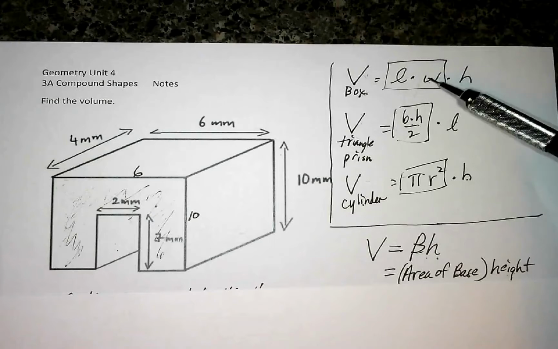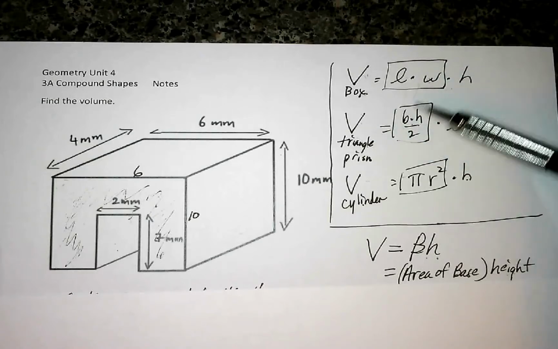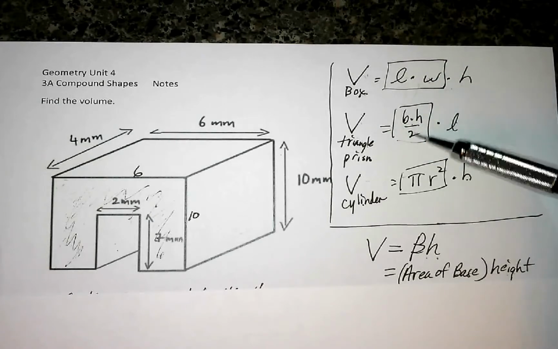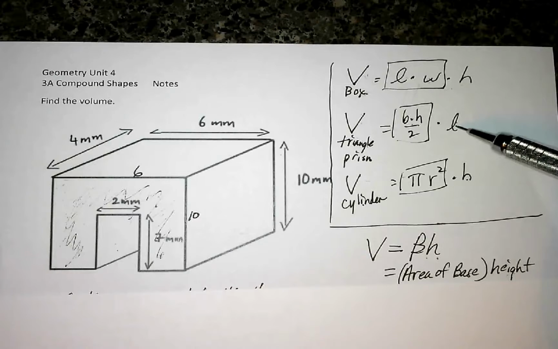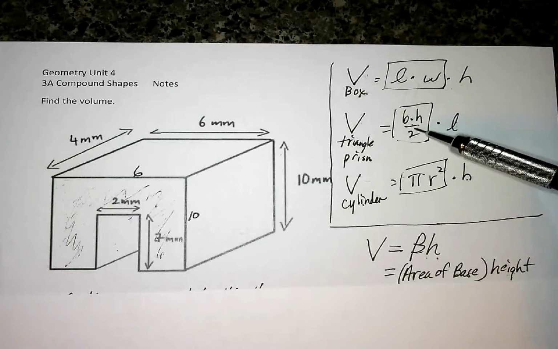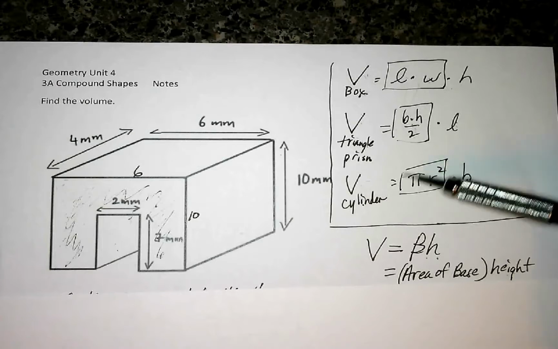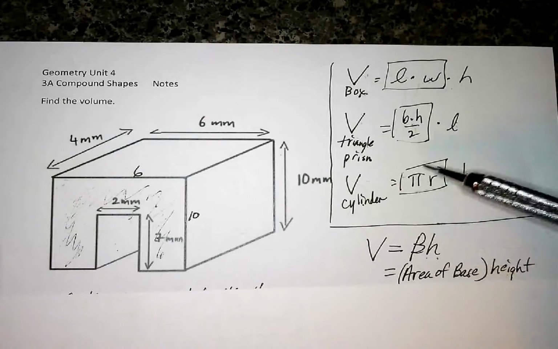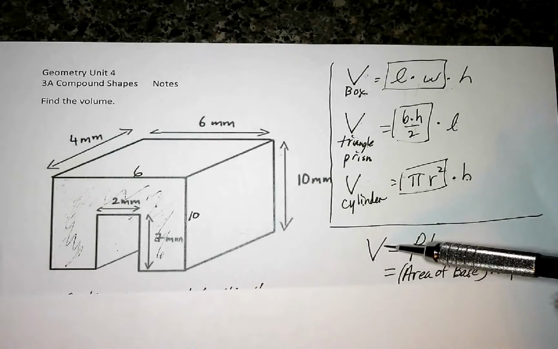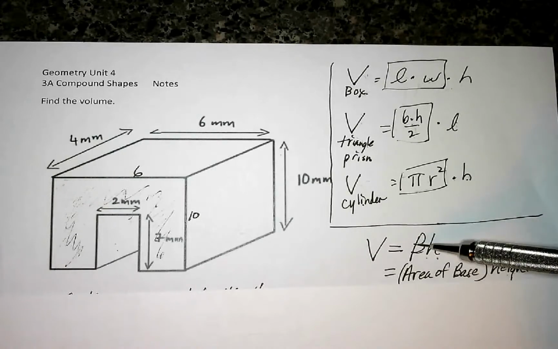Length and width are how you find the area of a rectangle. For a triangular prism, we took b times h divided by 2 times the length. This is how you find the area of a triangle. Volume of a cylinder, we said pi r squared times h. This pi r squared is how you find the area of a circle. So in each of these cases, and in any other case, to find the volume of a solid, you're going to take the area of the base times the height.